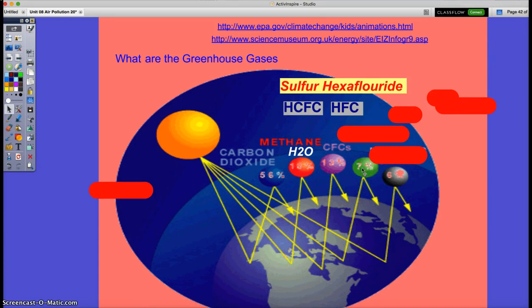We talked about this yesterday. What happens when you burn fossil fuels? What primary pollutants are emitted? Sulfur, which is not a greenhouse gas. What else? Nitrous oxide is a greenhouse gas. And the last one is ozone. So we've got carbon dioxide, methane, water, CFCs, ozone, and nitrous oxides are all greenhouse gases.